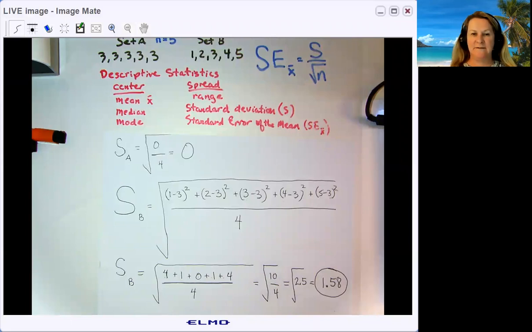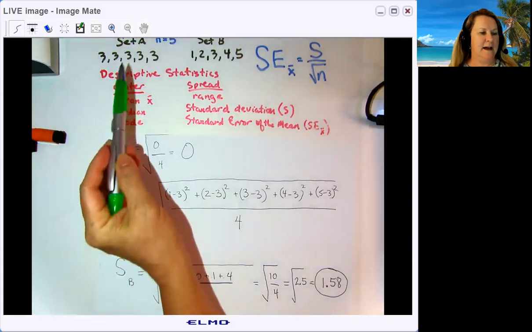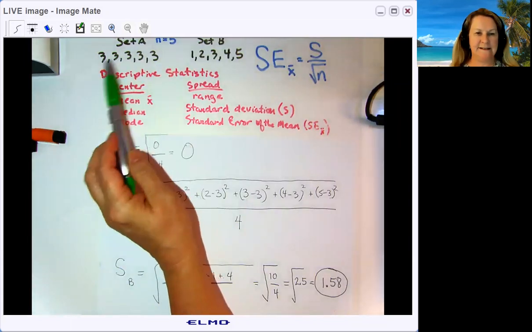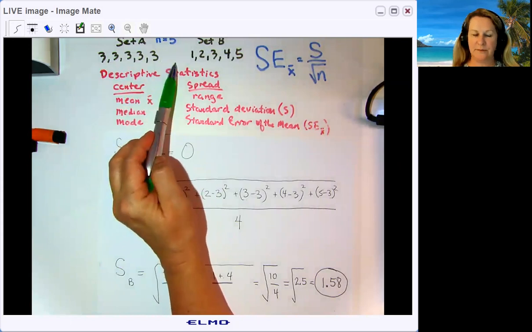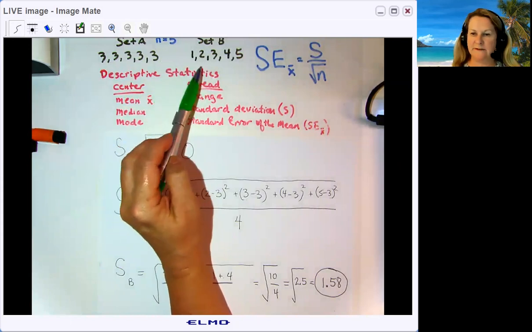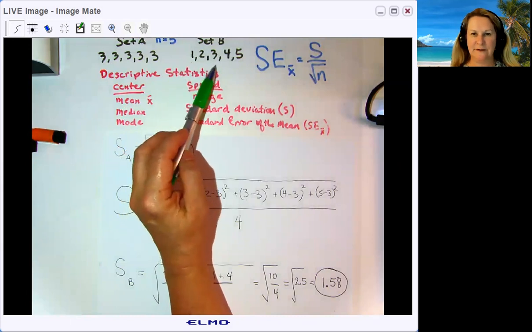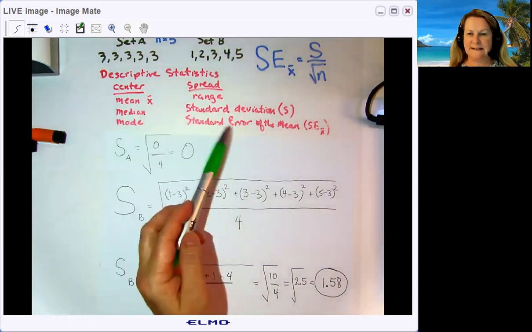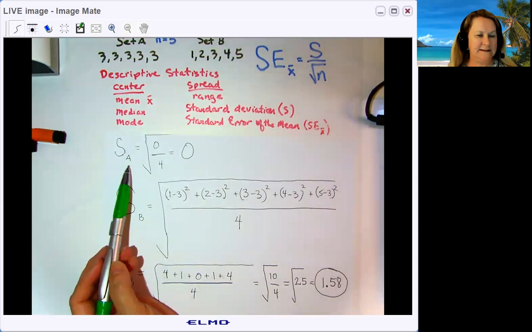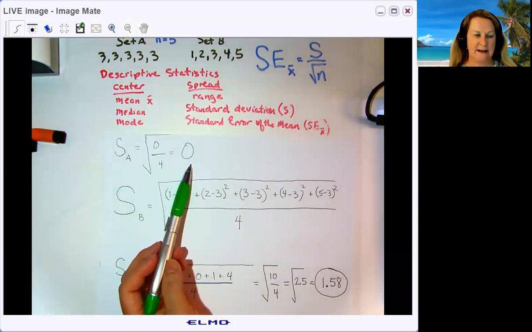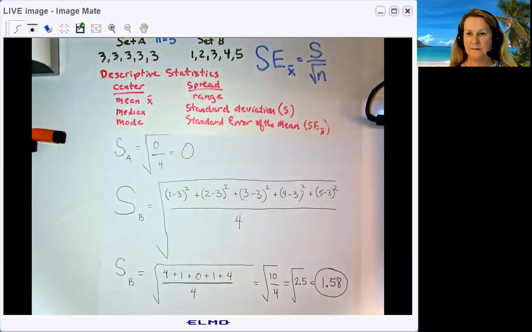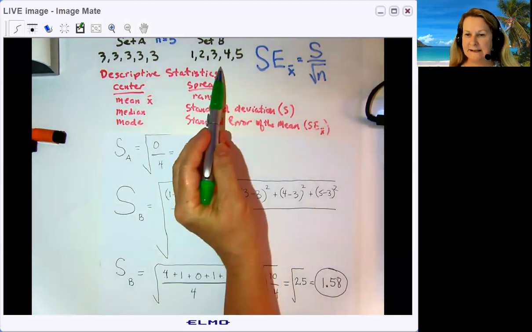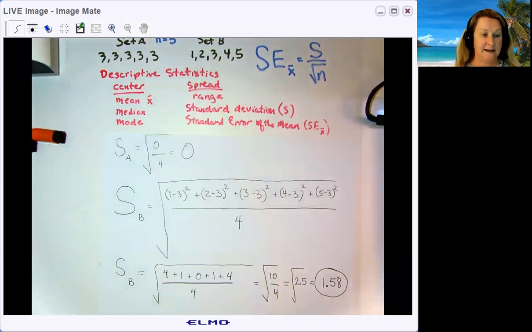Now, if you remember in our last video, we were looking at two different data sets, both of which had 5 members. In data set A, all 5 members were the number 3. In data set B, the 5 numbers that made up the data set were 1, 2, 3, 4, and 5. In our last video, we talked a little bit about what descriptive statistics are, and we calculated the standard deviation of both data sets. Data set A was 0 because that data set's not spread out at all, and data set B worked out to be 1.58, which makes sense because data set B is considerably more spread out than data set A is.